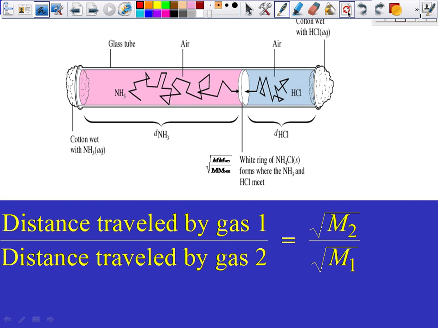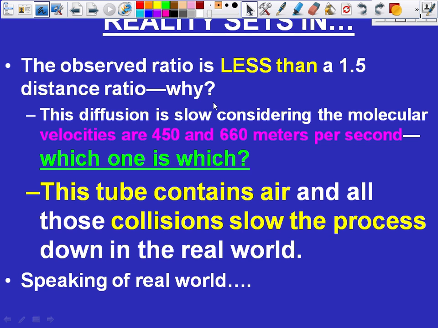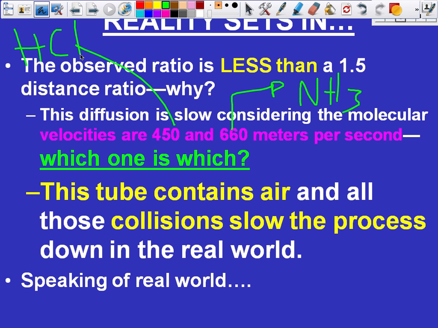All right. So again, if it's heavier, it's going to be a lot slower. If it's lighter, it's going to be a lot faster, and that will determine how far down the tube they will meet. All right. The observed ratio is less. And again, what does that say? The observed ratio, not the mathematical ratio. We determined it to be 1.5, but when you actually measure it, it's less. And the question is why. Now, this diffusion is slow considering the molecular velocities are 450 and 660. Which one is which? Well, we know lighter travels faster, so the 660 must be the NH3, and the 450 must be the HCl because it is heavier.